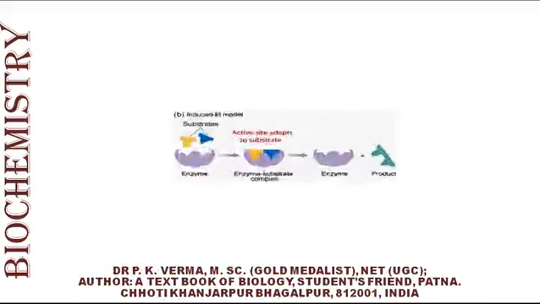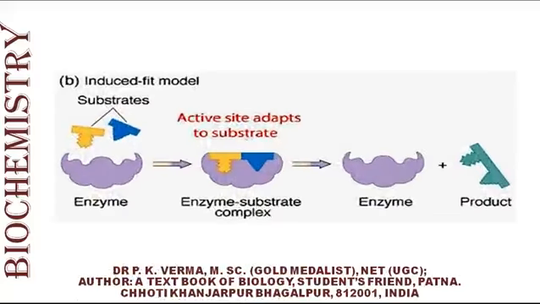Let us see another diagram. You can see the structure of the enzyme is not perfectly fit to identify the two substrates. But when the substrates come to the enzyme, the grooves change and accept the two substrates. After the bond is formed, the enzyme again comes to its original shape.